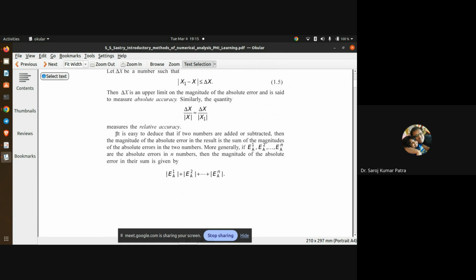So I will move over to something called numerical techniques: solving transcendental equations by bisection method. By bisection method. Okay.